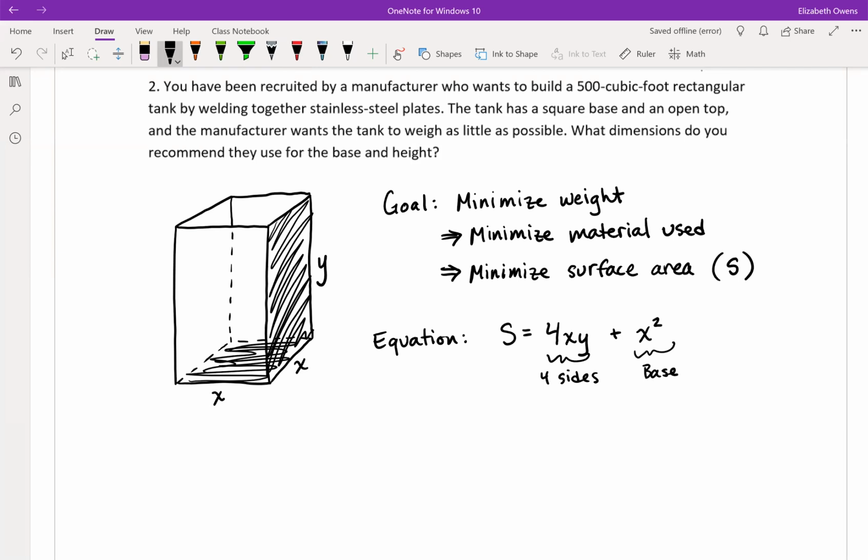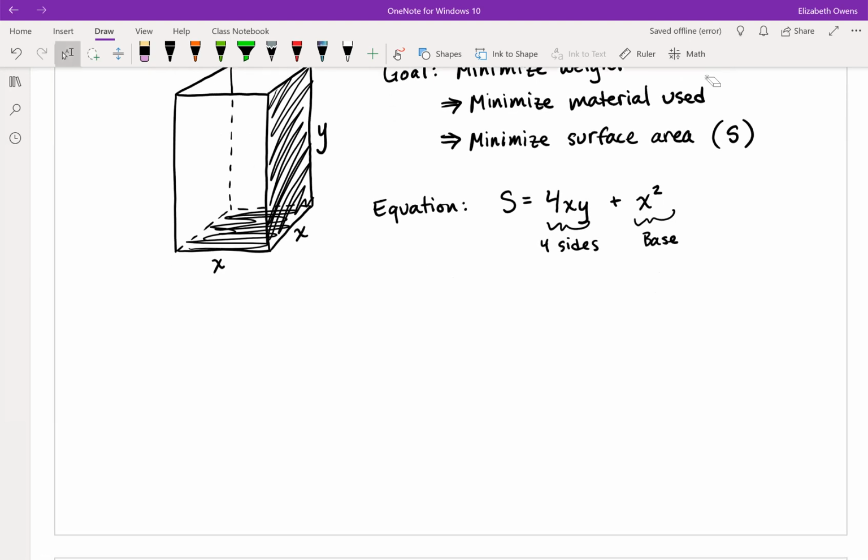All right, so there's our equation for the surface area. S equals 4xy plus x squared. And we can see here that, yes, it is a function of 2 variables right now. S is a function of both x and y at the moment. And that's not going to help us when it comes to taking our derivative, finding our critical points. So we've got to use some other information to get this somehow in terms of just one variable.